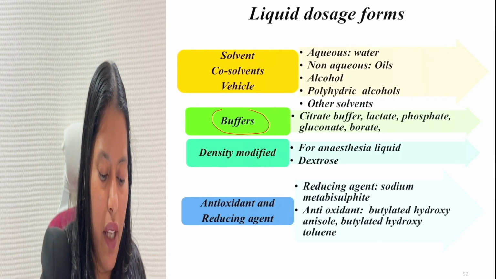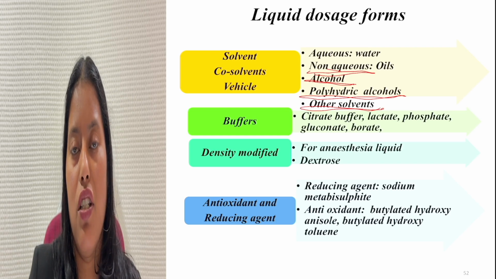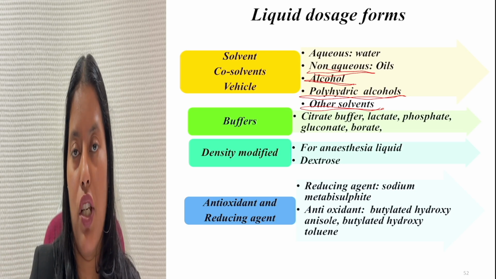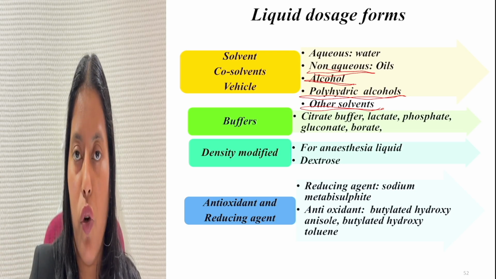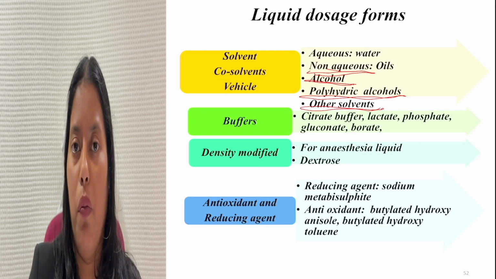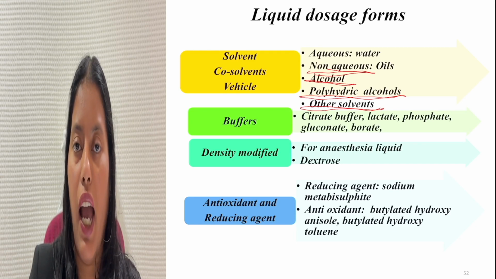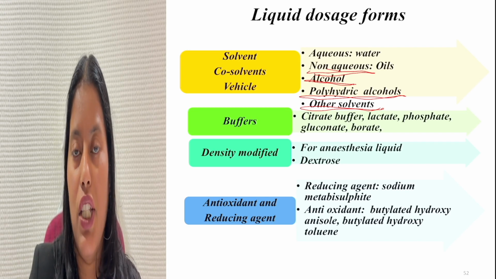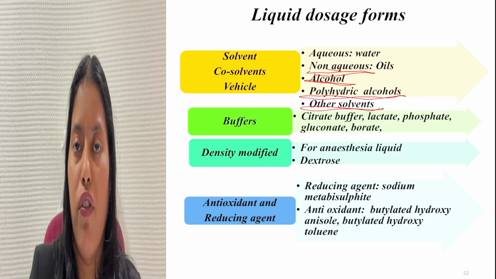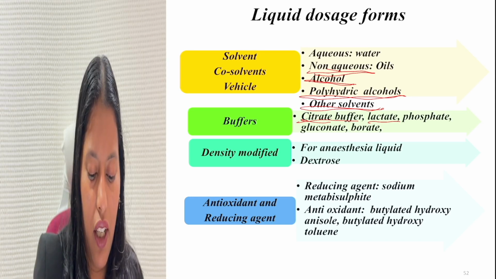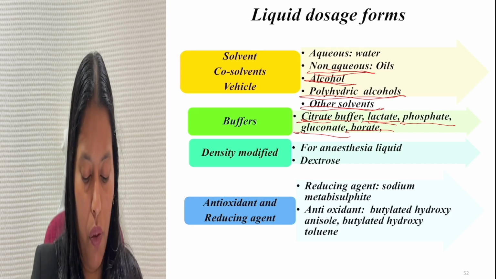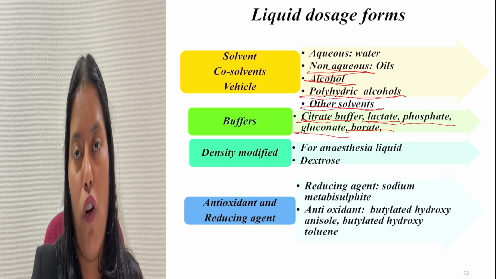So next you have buffer. Buffers are the agents which are used in preventing change in the pH of the formulation. So pH plays a very important role. pH helps in solubility, dissociation, even absorption and the bioavailability of the drug. So you have to maintain the pH and it should not change during the shelf life or during the storage period. Citrate, lactate, phosphate, gluconate, and borate buffers can be used to maintain the pH. So, borate buffers are used for the topical formulations.